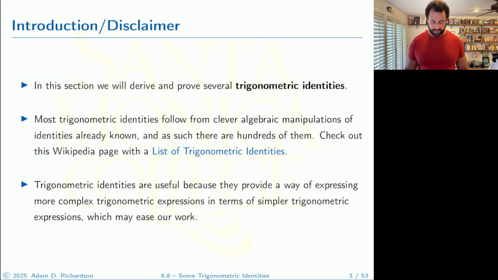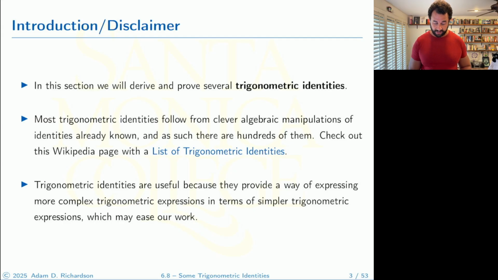Okay. So, a little bit of an introduction and a disclaimer. We're going to derive and prove several trigonometric identities, a lot of them. Most of these trig identities follow from clever algebraic manipulations of identities that we already know or have already proven earlier, like in this section. Because of that, there are literally hundreds of them, hundreds of trigonometric identities. Trigonometry is one of those subjects of math that just lends itself to a lot of really clever and even elegant equivalent manipulations of things. You'll see in today's lesson.